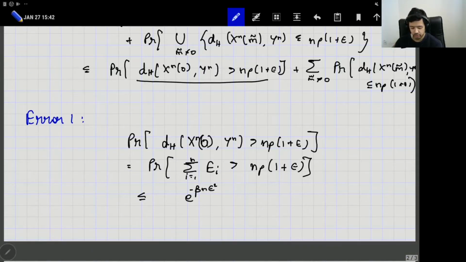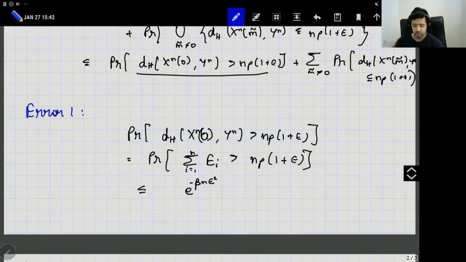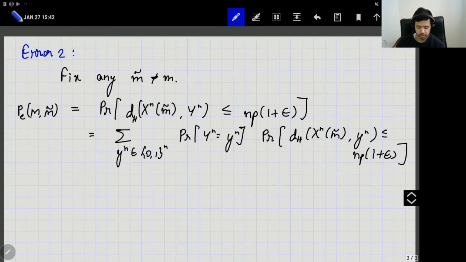Okay, so this is the first probability of error. We know that the first term decays with n. Now we want to show that the second set of terms also vanishes with n. So let's look at the second type of error, and for this let us fix any m tilde not equal to 0. In particular, let us say that the code word xn of 1 was transmitted. Sorry, xn of 1 is basically being considered.